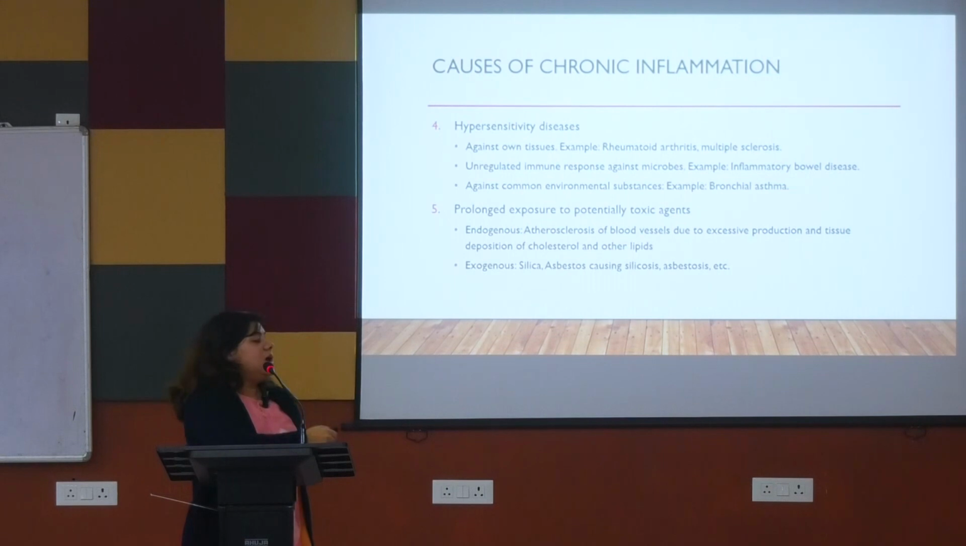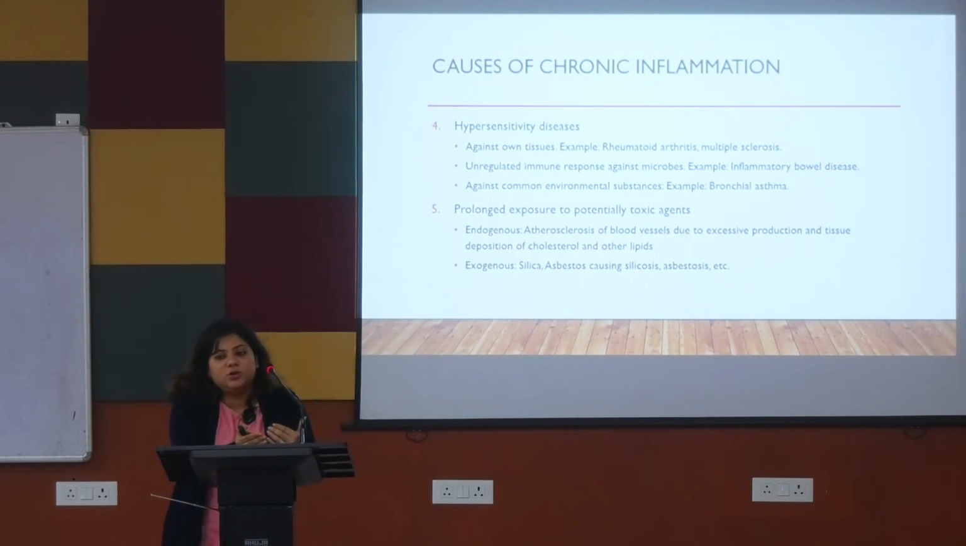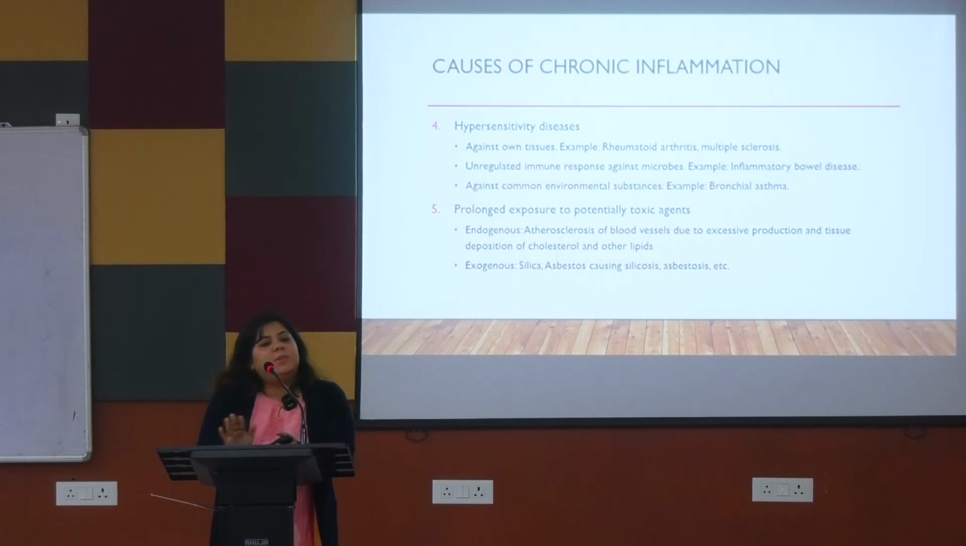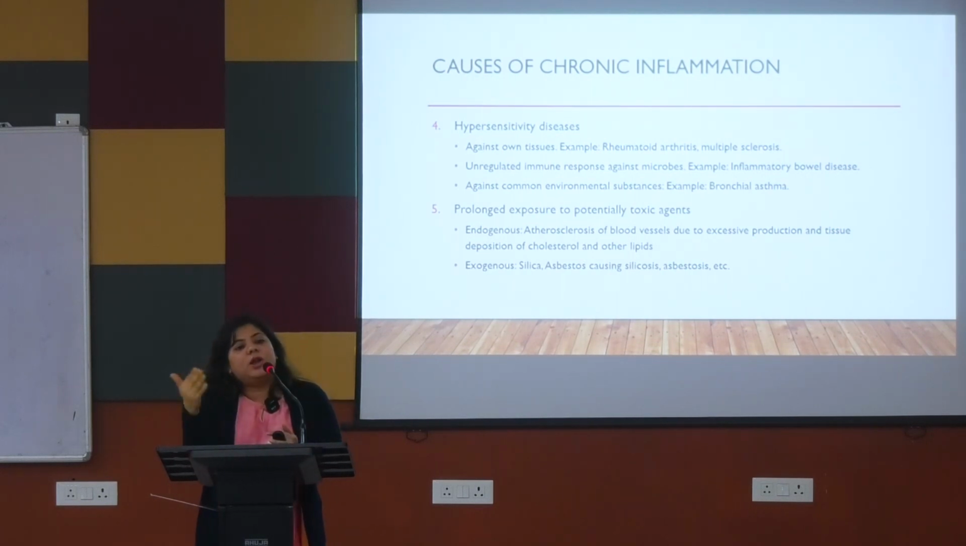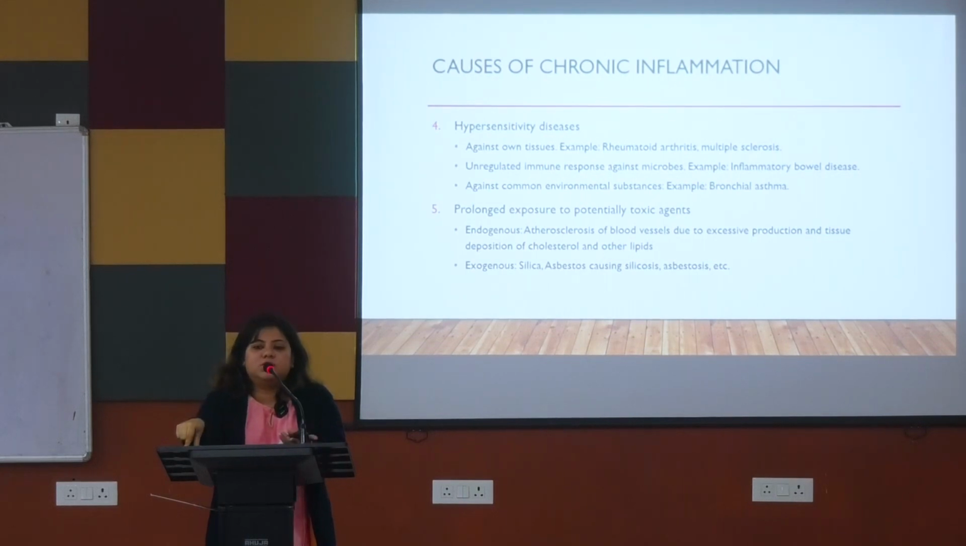And endogenous, now atherosclerosis, you've heard of atherosclerosis? Now lipids are deposited in the blood vessels and there is chronic inflammatory reaction and atheroma formation and blockage of the blood vessel. Then there is severe blockage of the blood vessel and then ischemia in the following area. It can also cause myocardial ischemia, etc. So atherosclerosis is also actually an example of chronic inflammation, right?